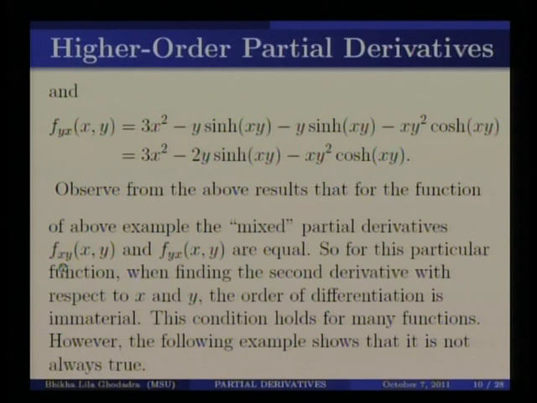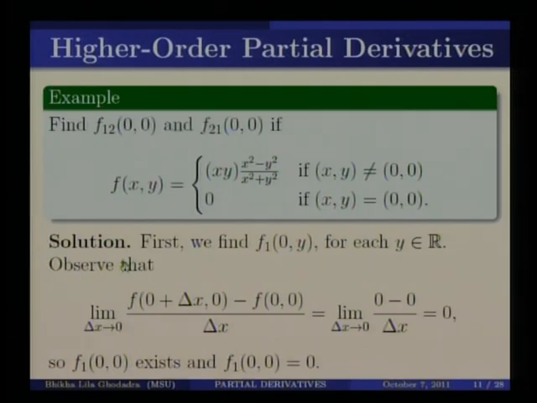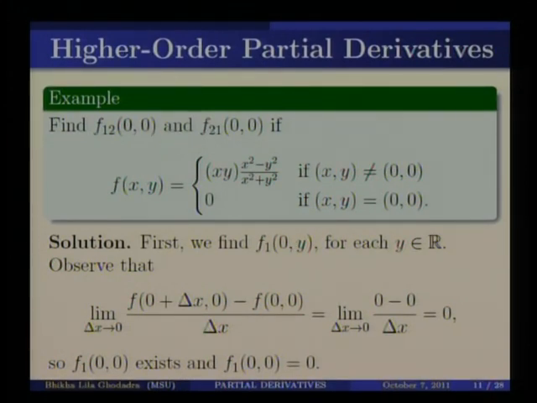That means either we can first differentiate with respect to x and then with respect to y, or first with respect to y and then with respect to x. It is not a matter of any problem, because both have the same values. This condition holds for many functions, but not all functions. For example, let us see an example in which these two derivatives, f12 and f21 at 0 0, that is, the mixed partial derivatives, are not the same.